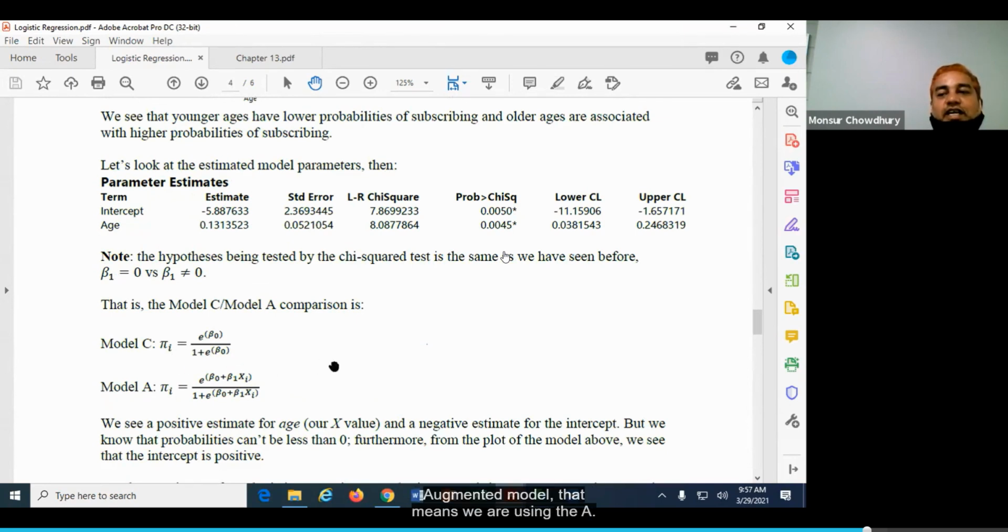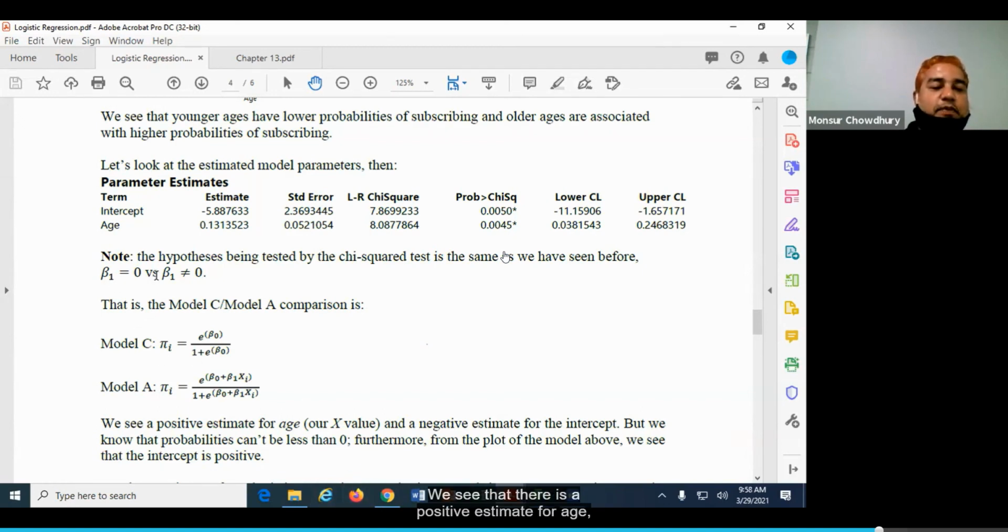Now the augmented model, that means we are using the age, so we can say that the augmented model is pi i equal to e to the power beta 0 plus beta 1 xi divided by 1 plus e to the power beta 0 plus beta 1 xi. So you can see that our compact and augmented model in logistic regression is totally different from what we have seen in simple linear regression models, because we are using these transformations.